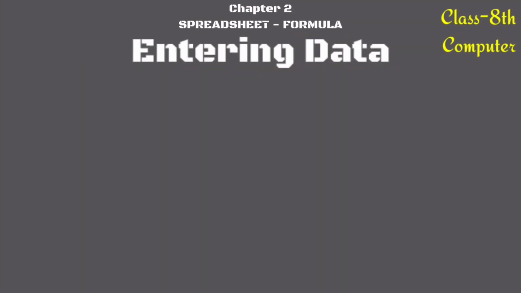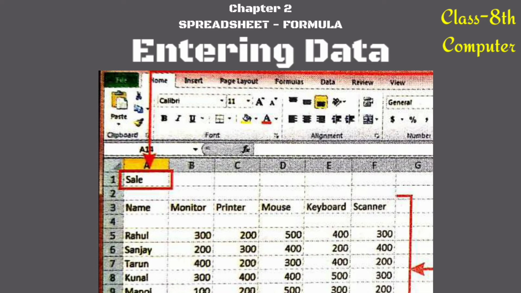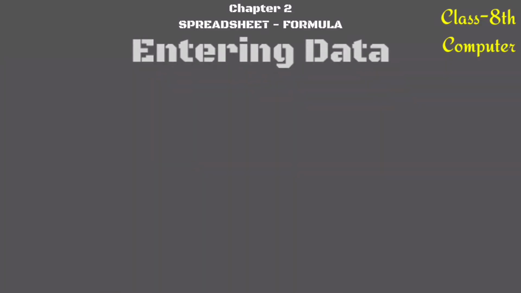Next we have how to enter data in a worksheet. For entering data you need to click the cell in which you want to enter the data and start typing the values from the keyboard. You can make use of the arrow key, tab key and enter key for moving from cell to cell.